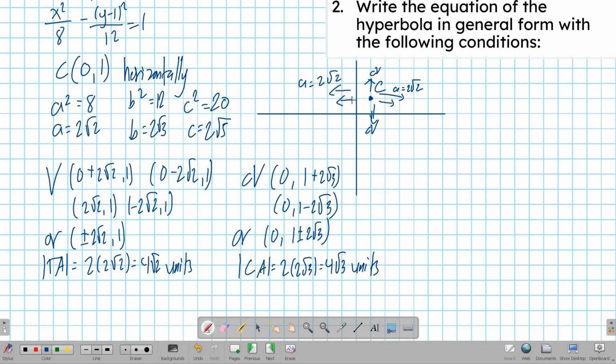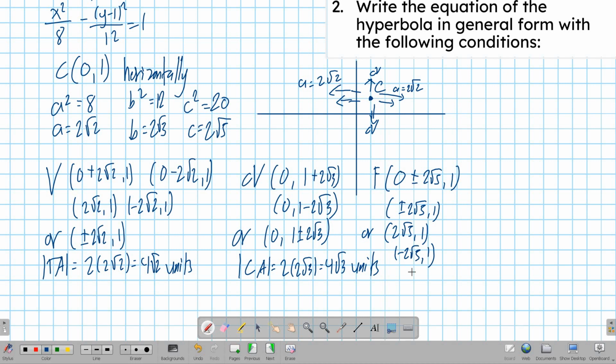For our foci, we also move to the right and to the left. Hence, for our foci, we again add or subtract from the abscissa of our center. This time, we add and subtract 2 square root of 5 from the abscissa of our center. Hence, our foci becomes positive negative 2 square root of 5, 1. Or, you can write them separately, 2 square root of 5, 1, and negative 2 square root of 5, 1.